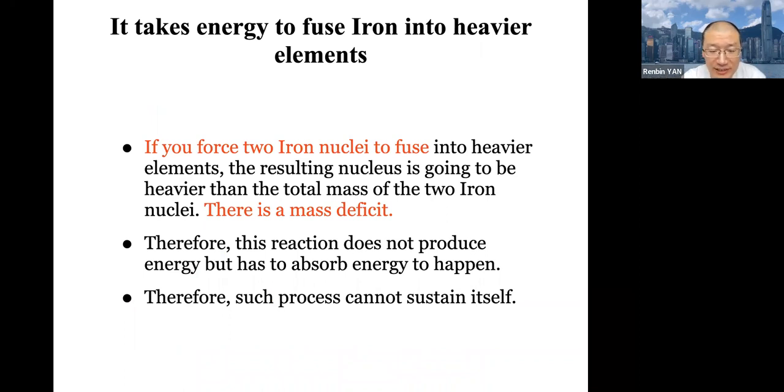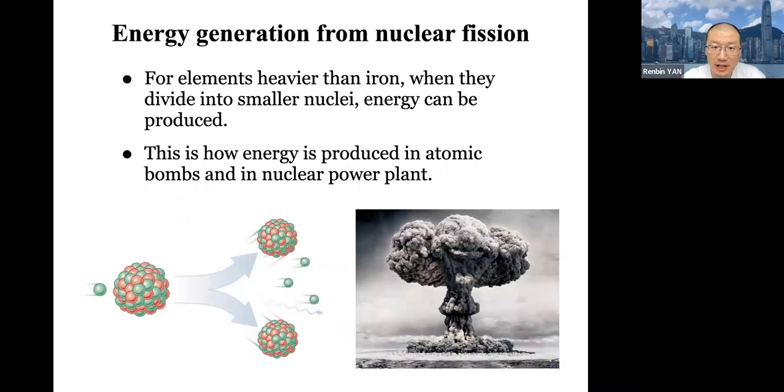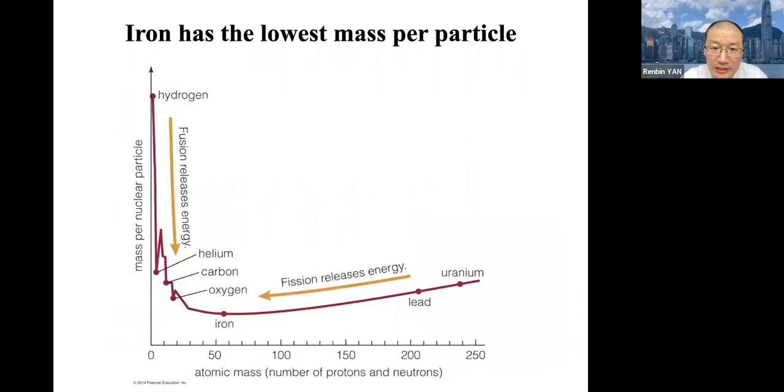There's a mass deficit for that, so it has to absorb energy. And so this process cannot sustain itself; you cannot have nuclear fusion anymore when you have iron nuclei. But heavier than iron, you can get energy production by nuclear fission. This is what happens in an atomic bomb or in a nuclear power plant. But with iron, you cannot get any more nuclear energy out of it.